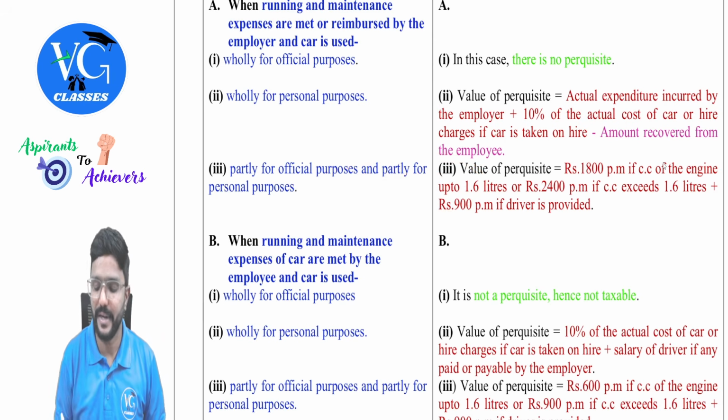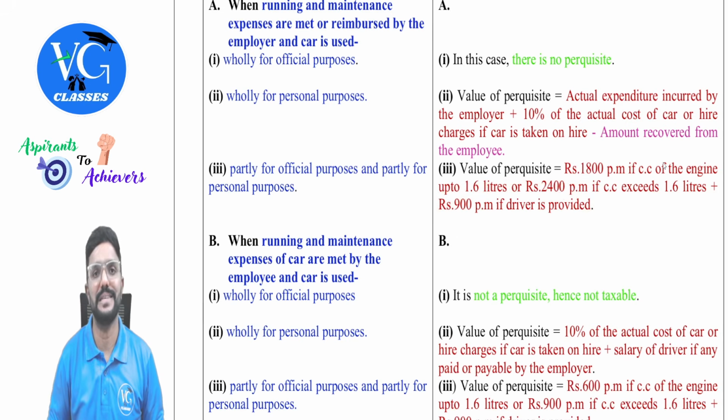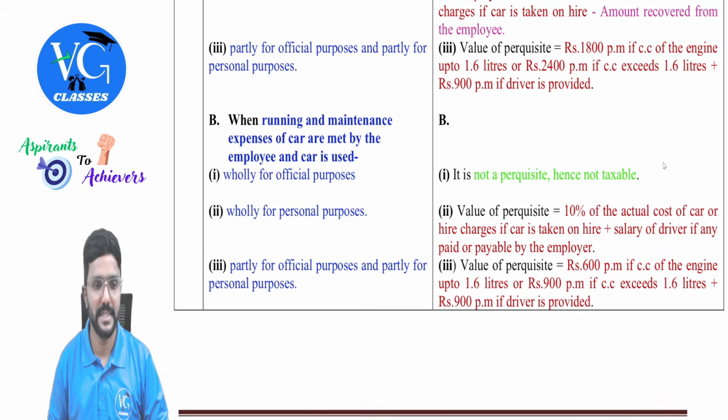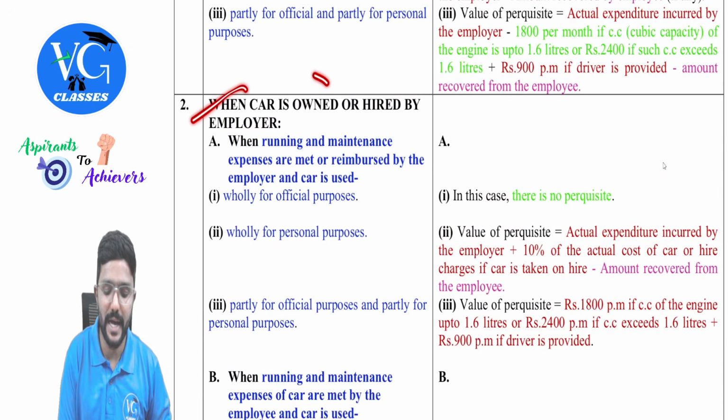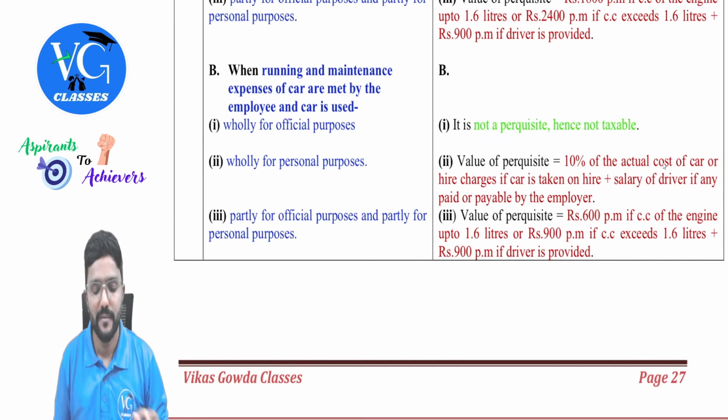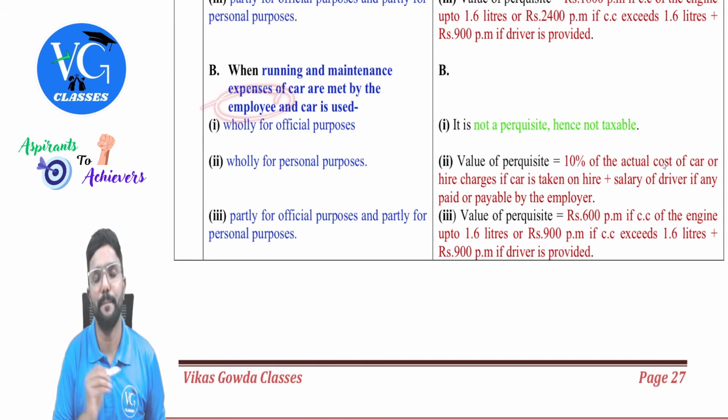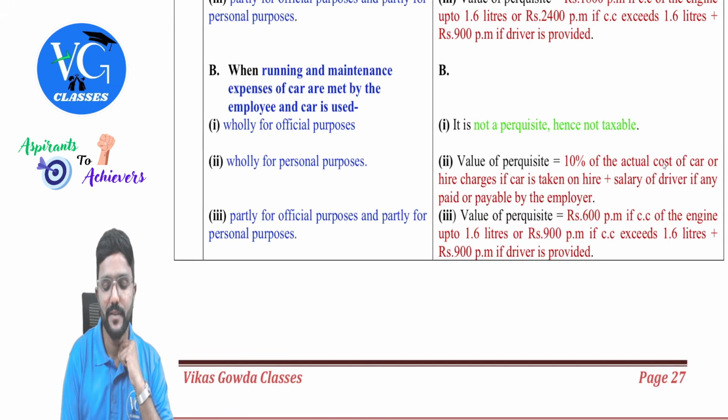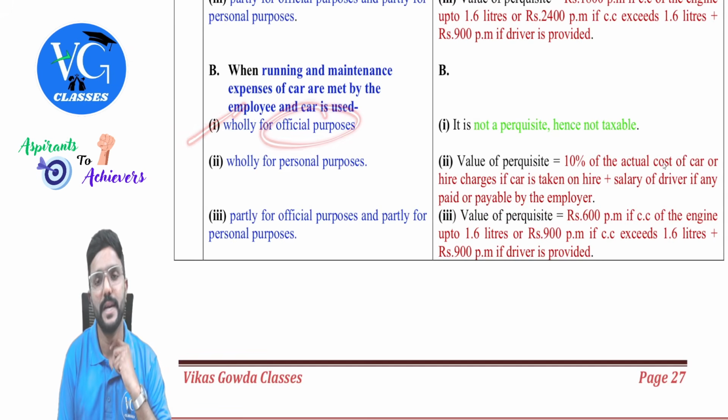And if driver is provided, we need to add 900 per month. Only if driver is provided. Okay. Last case. So we are still under this where car is owned or hired by the employer, whereas expenses are incurred by whom? Employee. In that case, if car is only used for office purpose, it is not a perquisite, hence not taxable.